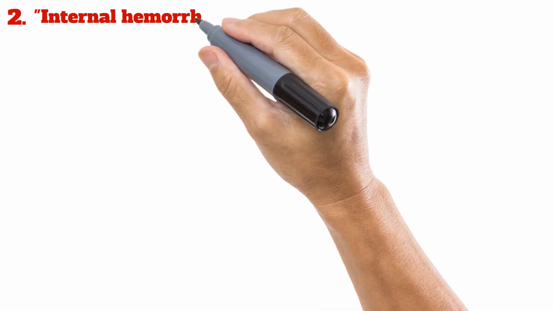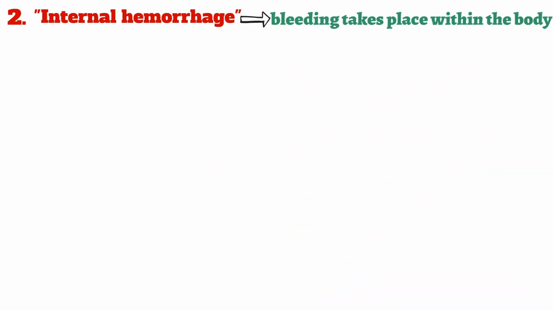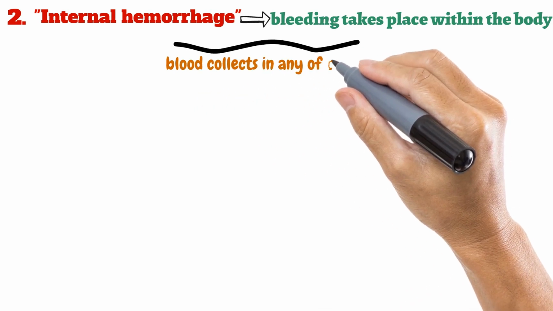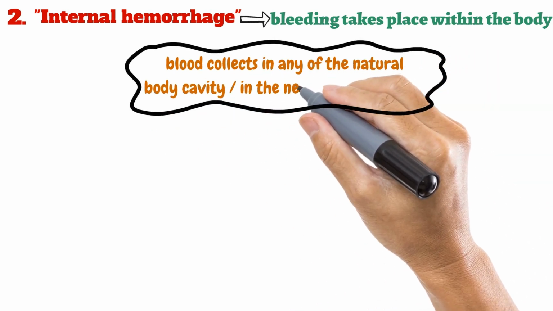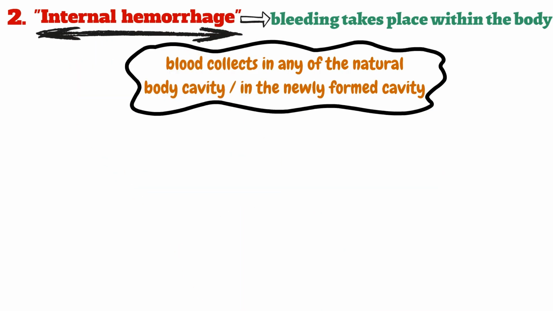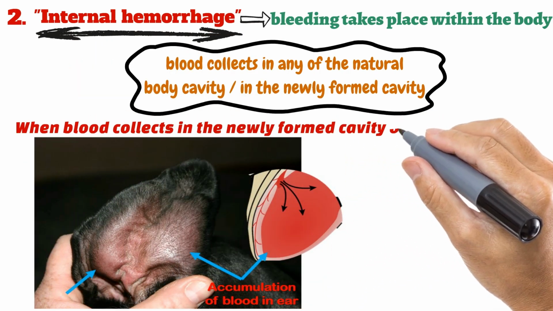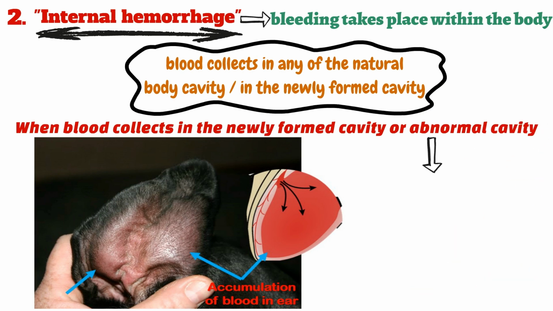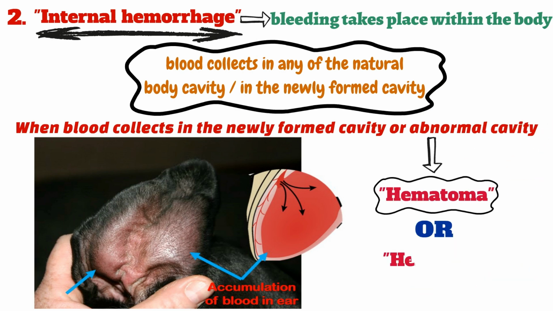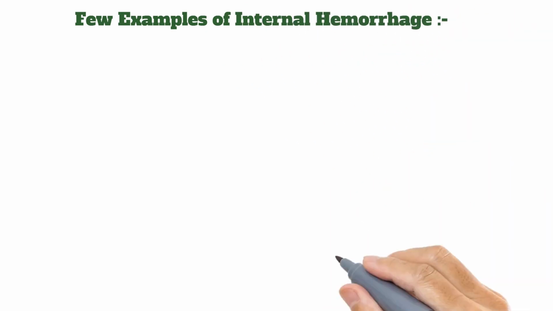Second is internal hemorrhage, in which bleeding takes place within the body and blood collects in any of the natural body cavities or in a newly formed cavity. That's why it is known as internal hemorrhage. When blood collects in a newly formed cavity or abnormal cavity, it is known as hematoma or hematocyst. Here are a few examples of internal hemorrhage.